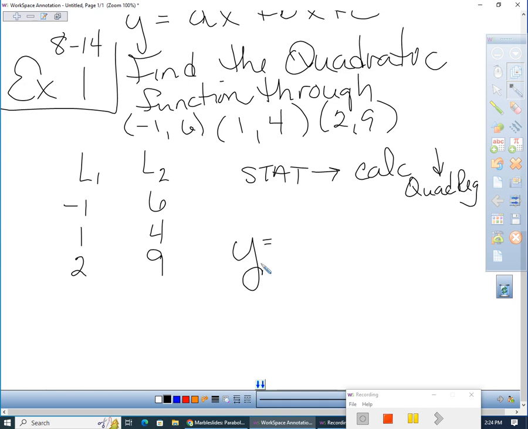Very good. But you have to write it in the equation, not a, b, and c. So we're going to have y equals 2x squared minus x, because it's minus 1x, and then plus 3. Okay? So it gives you your a, b, and c. You are putting those in the equation in standard form.